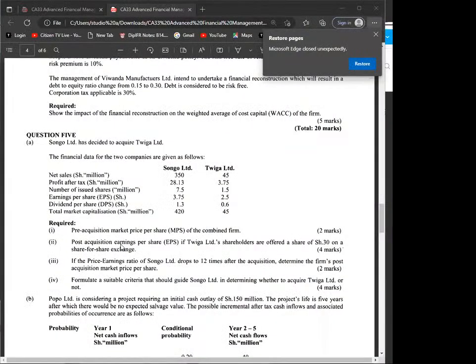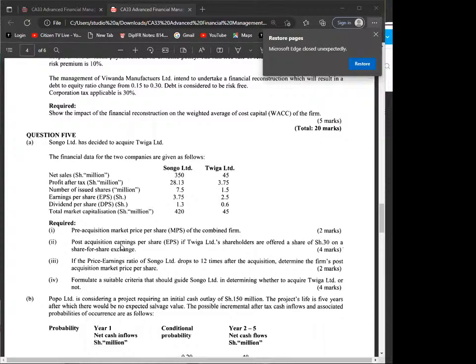Now, from there, we go to Roman 2. Post-acquisition earnings per share if BHE Limited shareholders are offered a share of 30 on a share-for-share exchange. This question is very interesting, and I can tell you where this examiner was coming from. But you see here, this is quite an easy one. A bright student will be able to get all the marks there.